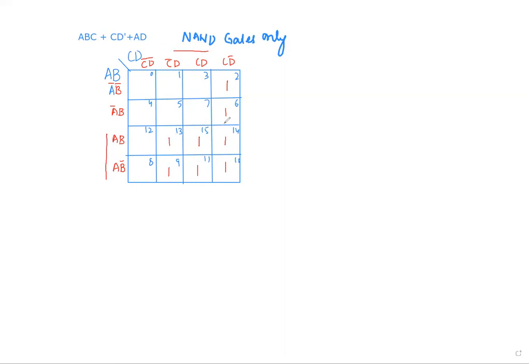After filling, the last thing you are supposed to do is group them. When you group them, this group is possible and this group is possible, and now we don't require any other term. So these are the only terms we have, and you end up with C D bar and AD. So this is the minimized expression. Now we have to implement it using NAND gates only.